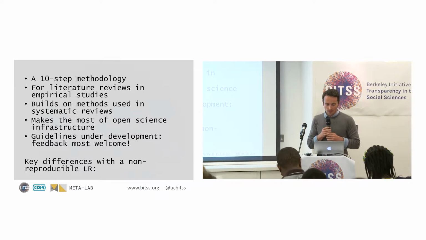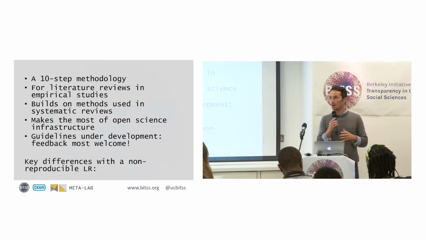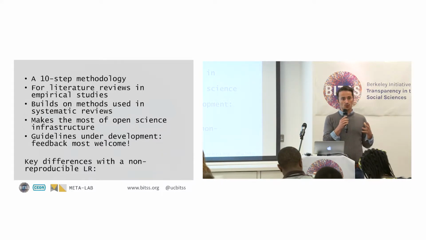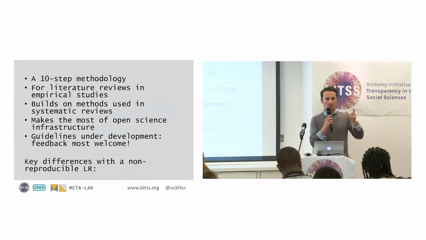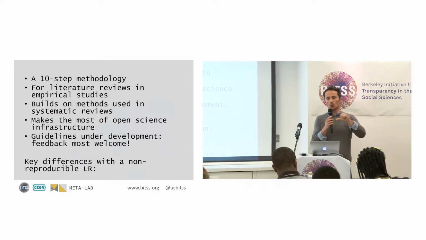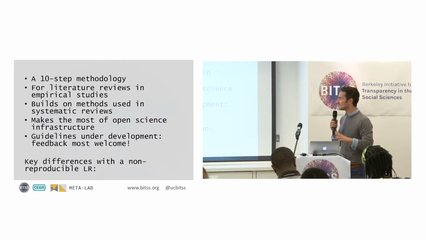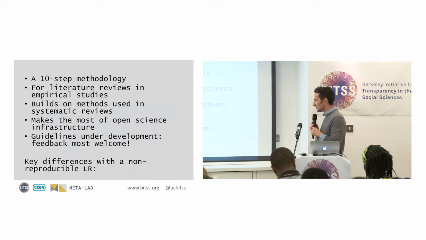So it's meant for literature reviews in empirical studies. And it builds on methods used in systematic reviews, right? So it's a mix. I'm using here methods used for systematic reviews, but also I'm making the most of the open science infrastructure. So it's using these different advances in research. So again, these guidelines are under development.